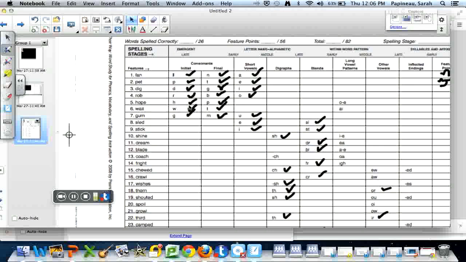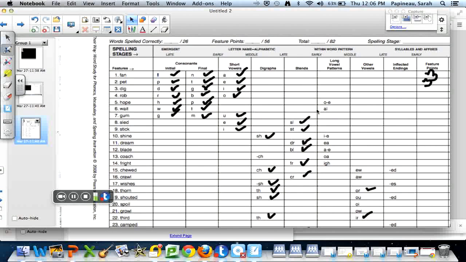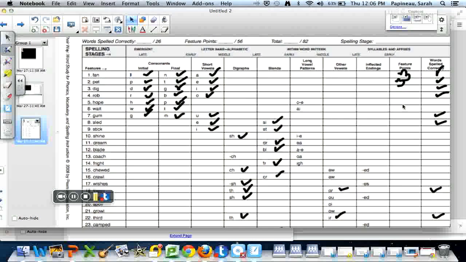As we get up to our first word they spelled incorrectly, which was hope, we can look in here further. In hope, they get a point or a check mark for the initial consonant and the final consonant because they were able to identify those and spell those. However, if you look over here, the long vowel pattern, OE, they don't get a check mark for it. And so they would get 2 feature points for this. I'll mark that there. I didn't mark them all because it's hard to mark on here, but you can see they would still get 2 feature points here, but they don't get a check mark for spelling it correctly.